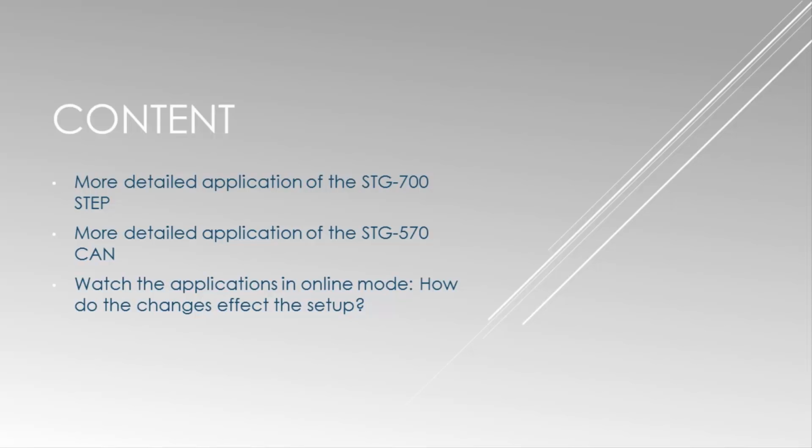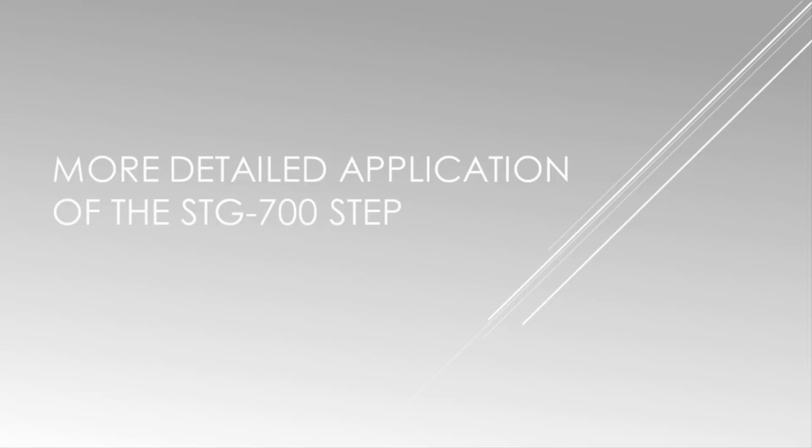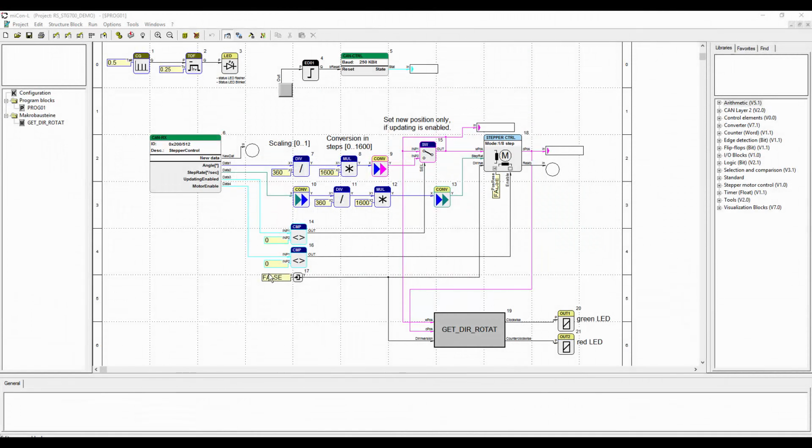When running the simple application, you can see that the motor is running very loudly and unstable. To solve those issues, we have to add a few steps in our applications. I have prepared those applications already and I will explain what we changed or added to improve the applications. We will start with the application of the STG700.